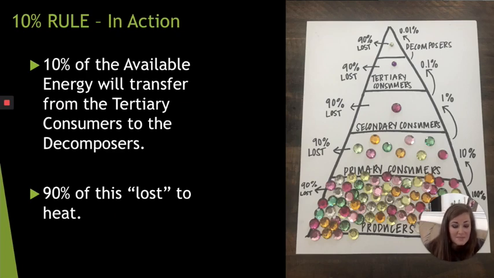If you look at the pyramid that we have right now, you'll notice that at each level, 90% of energy is lost to heat. That is something you have to remember in the 10% rule. 10% moves on, but it's 10% of what you have at that point. So 10% of 100 is 10, but 10% of 10 in that primary consumer's box is only 1. And if you look at it that way, you'll see that less and less energy is available at each level of your energy pyramid.